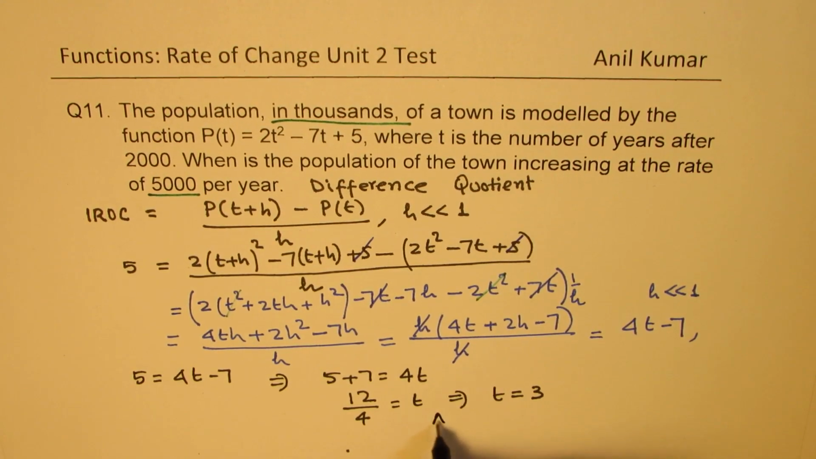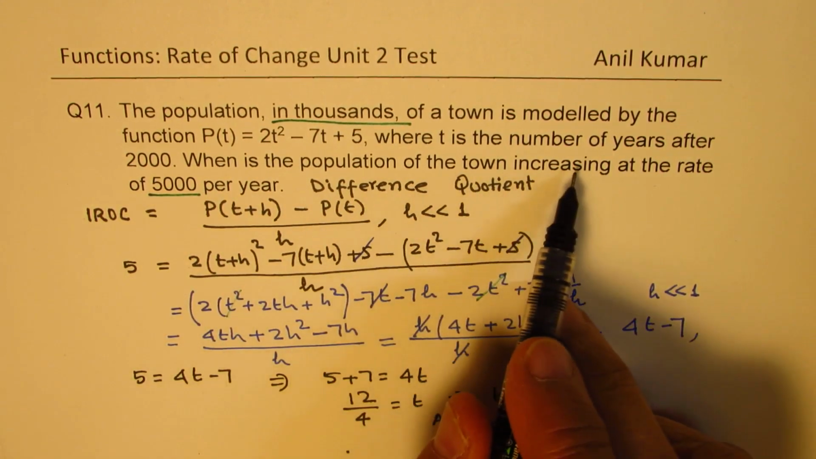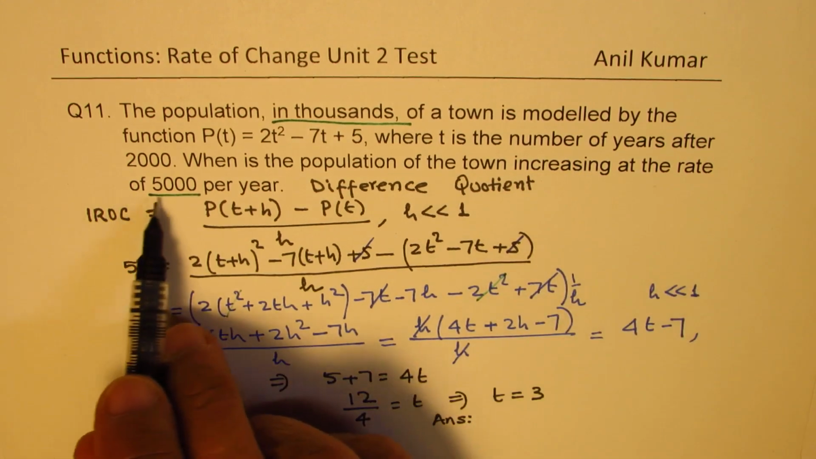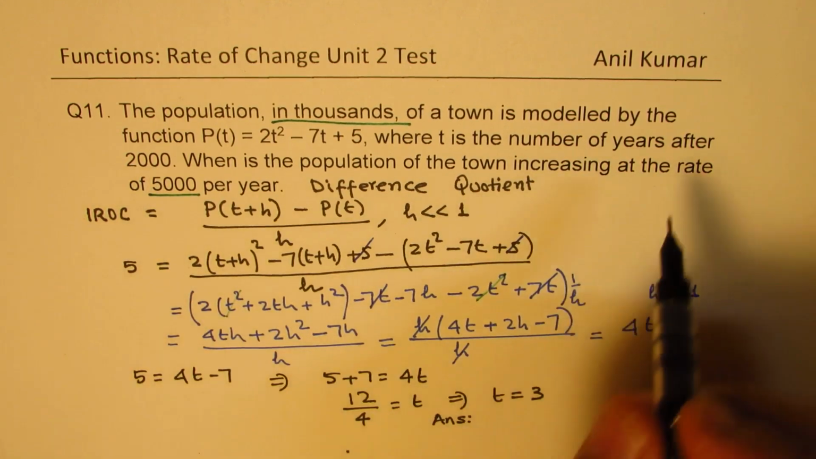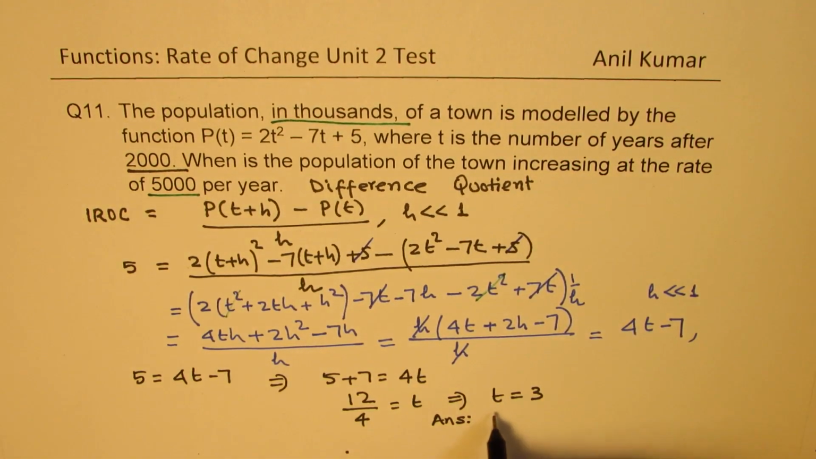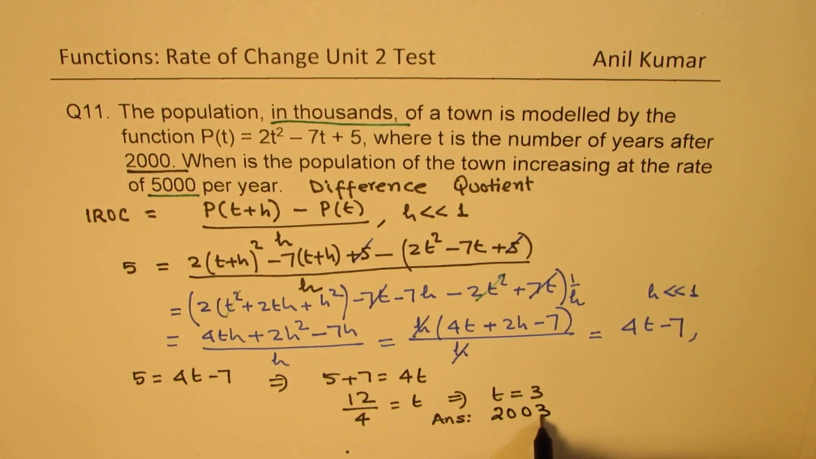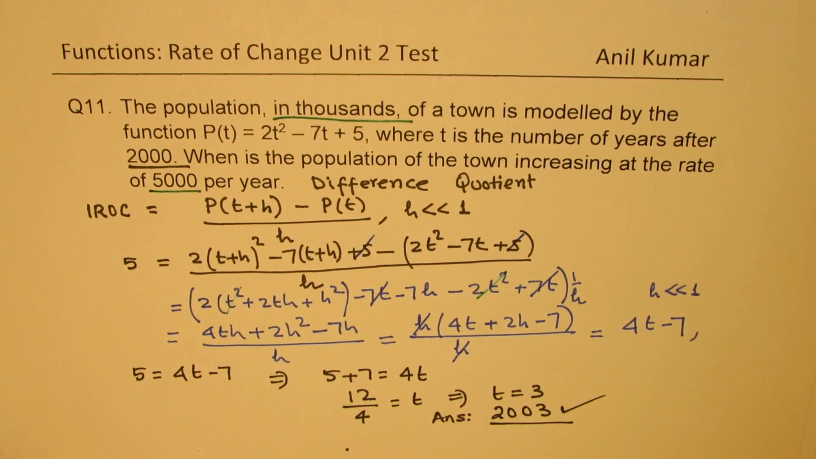So the answer here is, when is the population of the town increasing at the rate of 5,000 per year? You started at 2000, so 0 is at 2000. So the answer will be 2003. That will be correct. Is that clear to you? That is how we can solve such a question. I hope that makes sense.